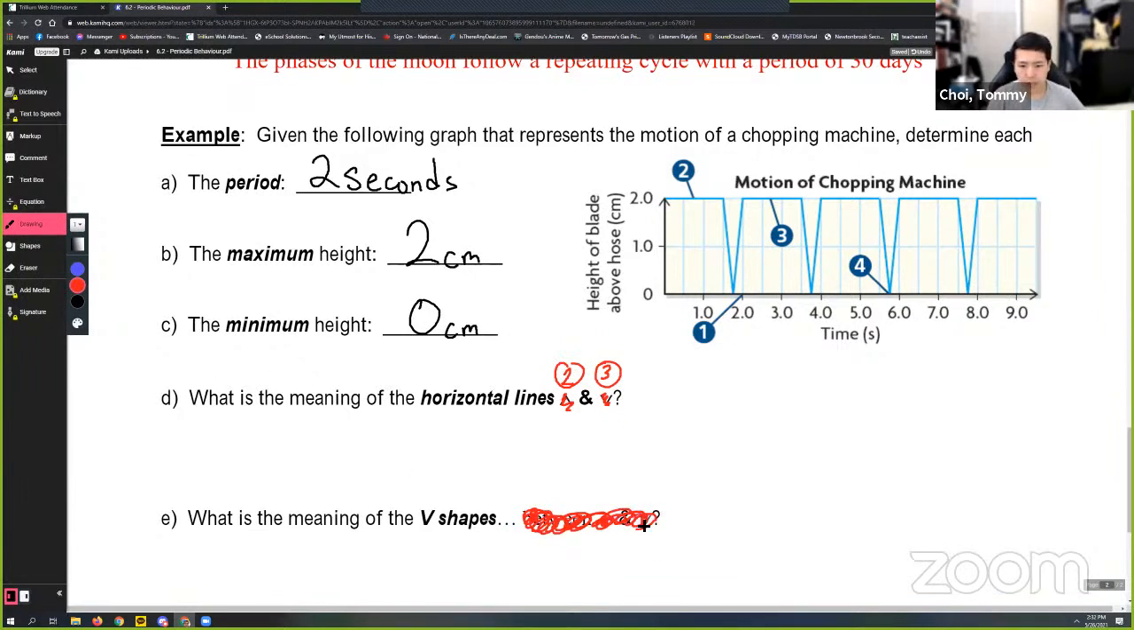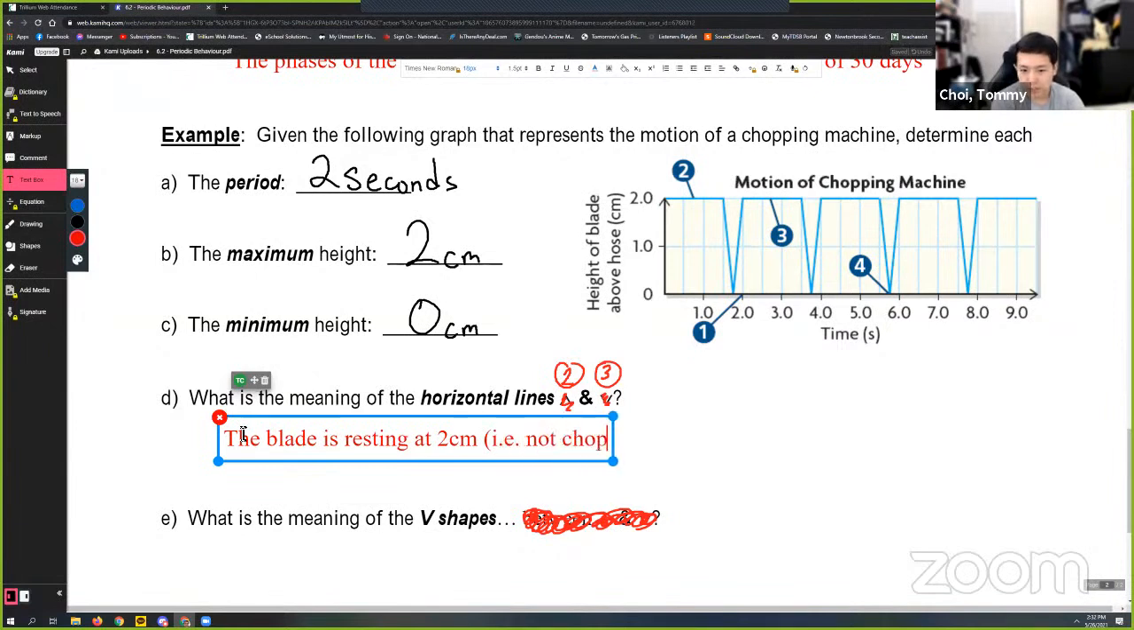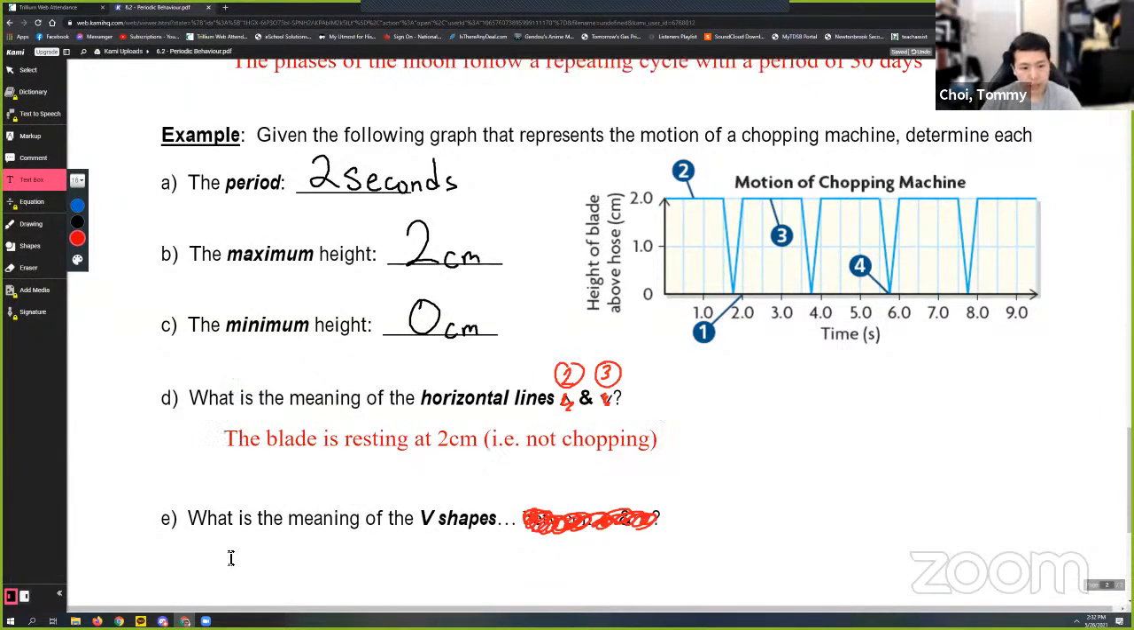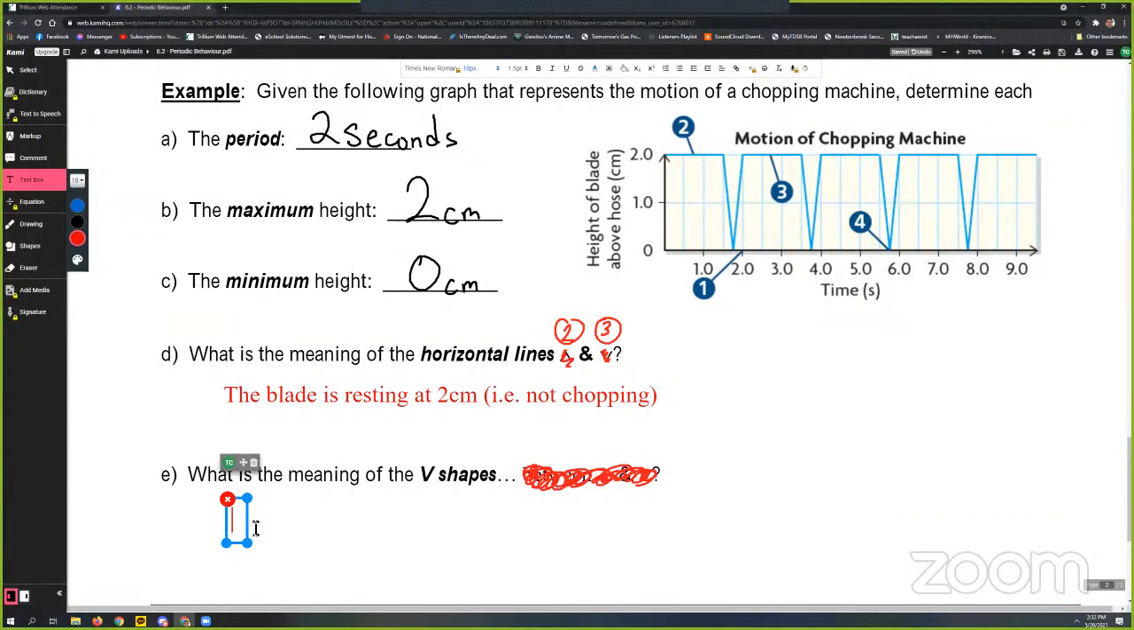Sorry, really bad edit. So what is the meaning of the horizontal lines 2 and 3? So this section here and this section here, what does that mean in the context of this question? Well, it means that the blade is resting at 2 centimeters, i.e. not chopping, right? And what does it mean for the V shape? Anyone want to take a shot at it? What does the V shape mean? It's cutting the meat at 0 centimeters.